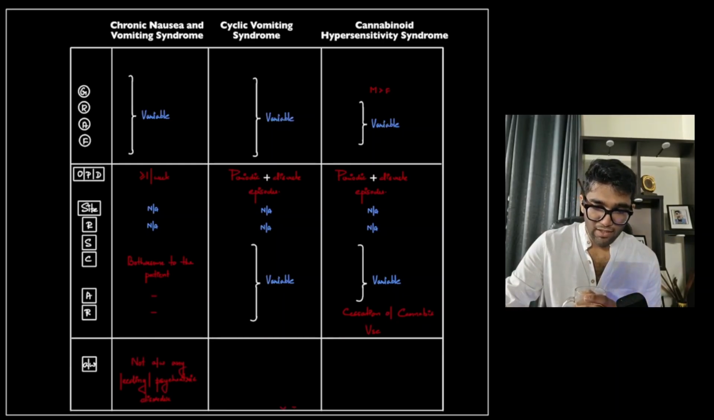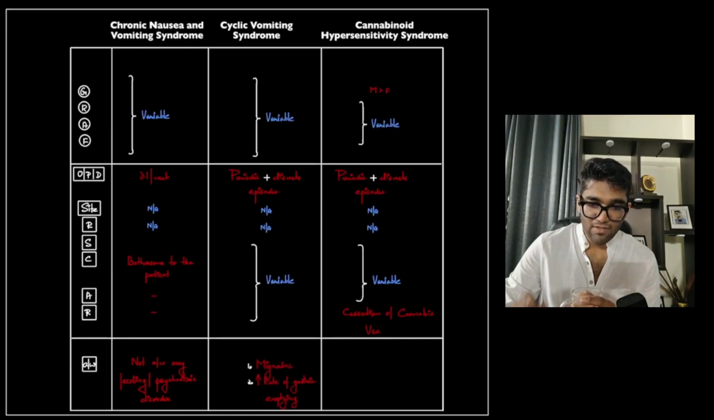So again, chronic nausea and vomiting is not associated with anything. There are essentially no associations. Then we have cyclic vomiting syndrome, which is actually probably just a type of migraine. So it is associated with other forms of migraine, and on functional assessment of gastric emptying, it is associated with increased rates of gastric emptying.